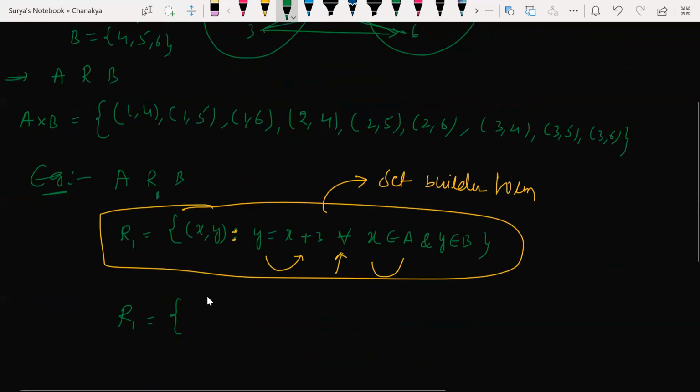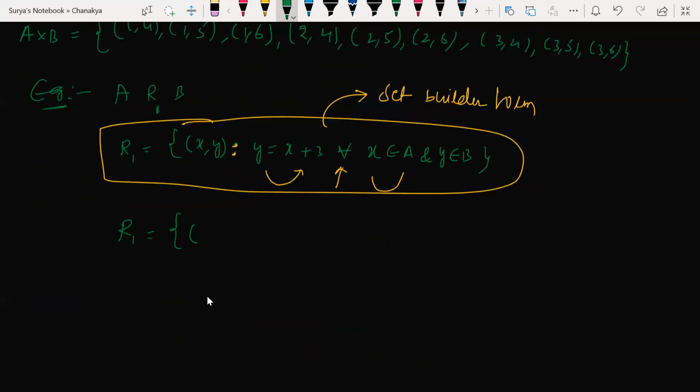1, 2, 3, 4, 5, 6. Now let's write ordered pairs. So (X, Y): let's say that X is equal to 1. Then what is Y going to be? 4. If I take X value 2, what is Y going to be? 5. If I take X value 3, what is Y going to be? 6. Correct? Getting my point?